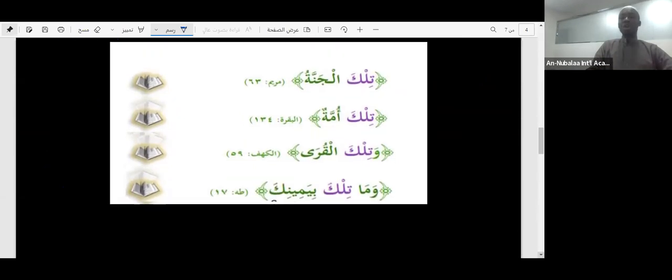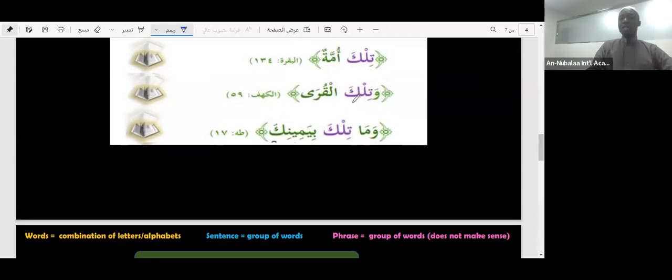Wa tilka al-qura, and those are villages. We learn that later. Sometimes we use tilka, and when you want to translate it, it will mean those. So just note that. But the essence is that when you are having a particular way of creating al-jam'u in Arabic language.